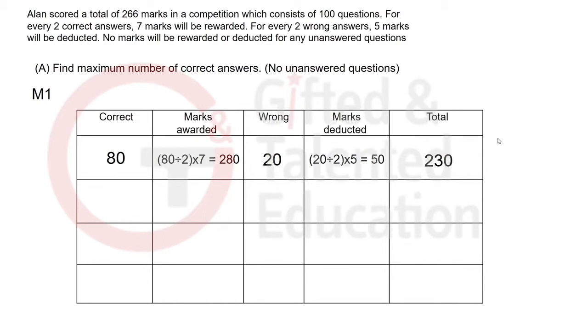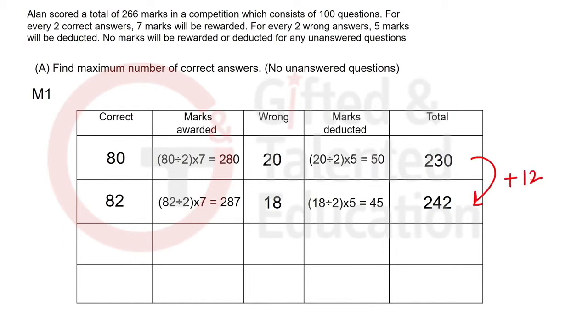In this case, we try 82. So for 82 correct answers, the marks awarded would be 287, and the number of questions answered wrongly would be 100 minus 82, giving us 18, and the marks deducted would be 45. And the total score would be 287 minus 45, giving us 242. Again, this is not 266. However, we notice that we are getting closer to 266 by 12 marks.